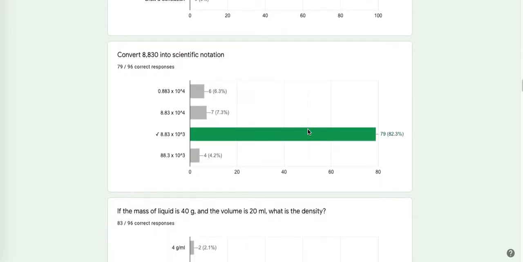For this question, you had to convert 8,830 into scientific notation, and the answer was 8.83 times 10 to the third. So your decimal point begins over here after the 0, and you have to move it to the left 3 times to make the number between 1 and 10. 8.83 is between 1 and 10. And you had to move the decimal point 3 places to get it there.